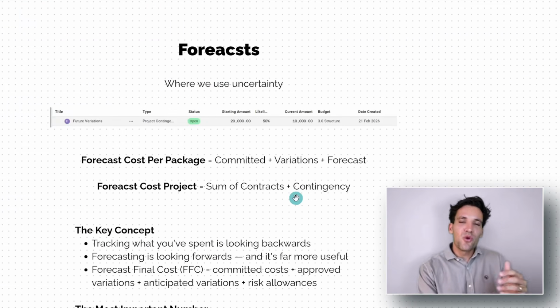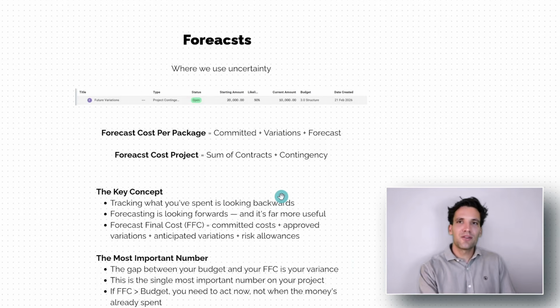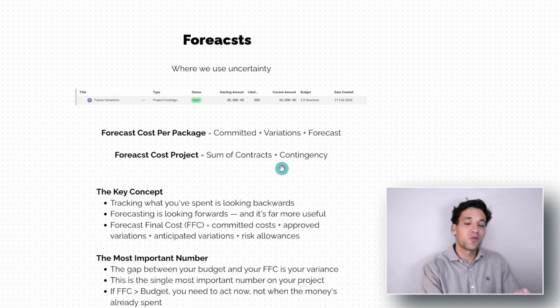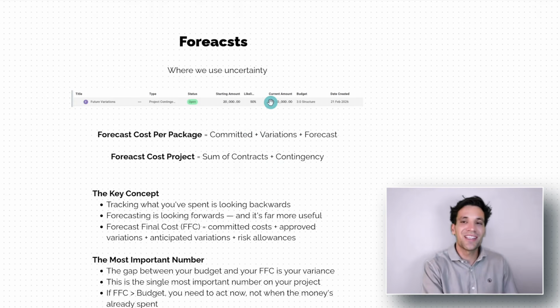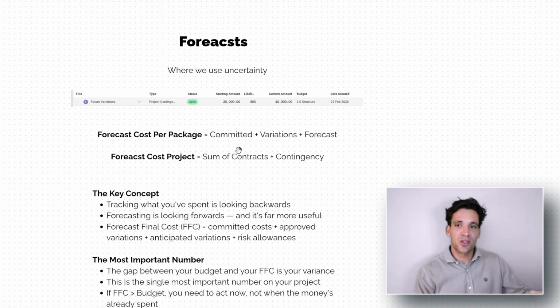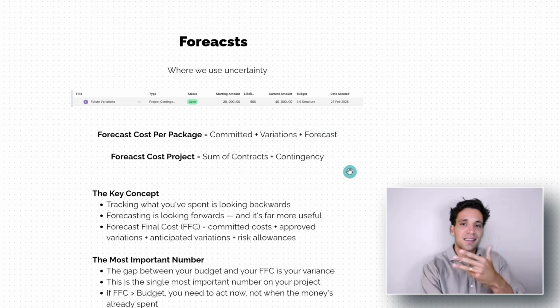Now, when we're putting in forecast variations, that should be for stuff where we're 90% plus sure it is going to come up eventually. If we have cost items which we're not 100% sure about, we can add in an element of uncertainty to them. So again, our forecast cost per package is going to be our committed cost, what we've signed a contract to do, what we're varying the contract to do, and then forecast allowances.